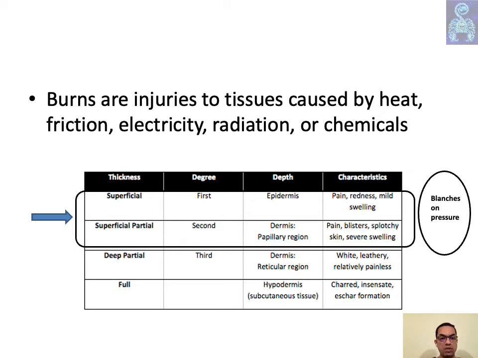So the partial or superficial burns will be painful, red in color, with mild swelling and blisters, and the typical feature which differentiates it from the deeper burns is that it blanches on pressure. While the deeper burns will be white or black in color, leathery in appearance, painless, and they will not blanch on pressure.